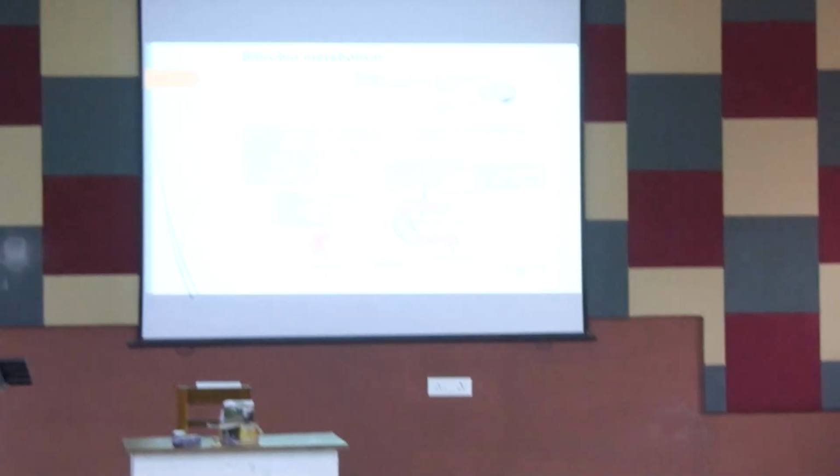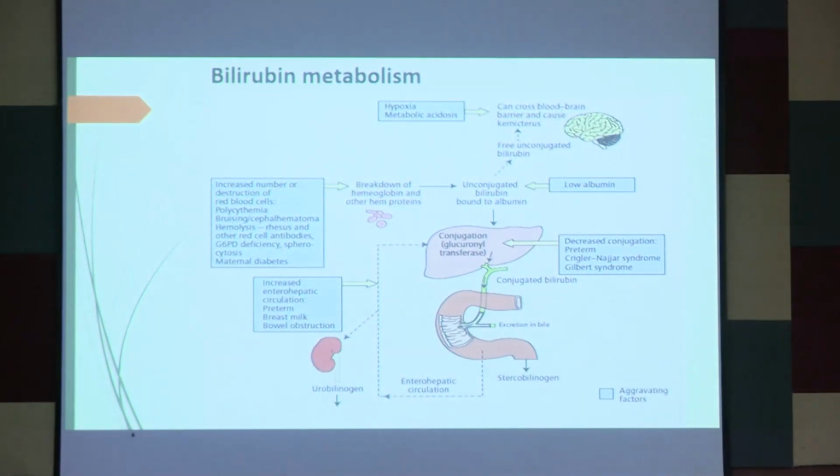Now, what are the aggravating factors that lead to more enterohepatic circulation? Preterm, breast milk and bowel obstruction. In preterm babies, in breast milk jaundice and in bowel obstruction, there will be more enterohepatic circulation and there will be more unconjugated bilirubin. Decreased conjugation. If there is decreased conjugation, then unconjugated bilirubin will be more.